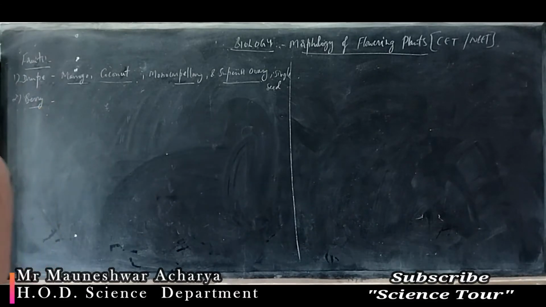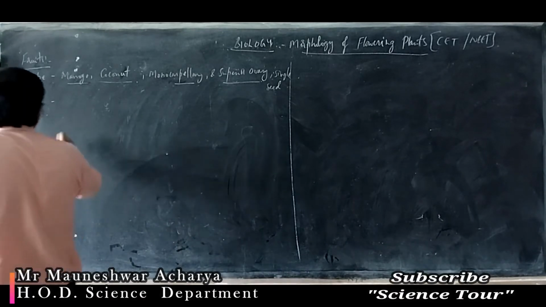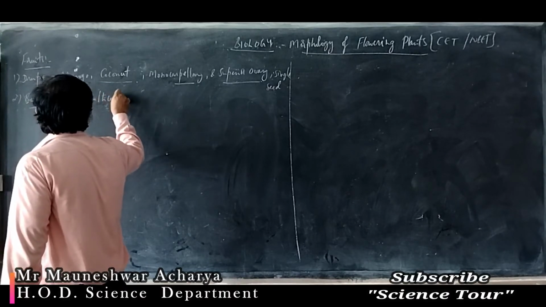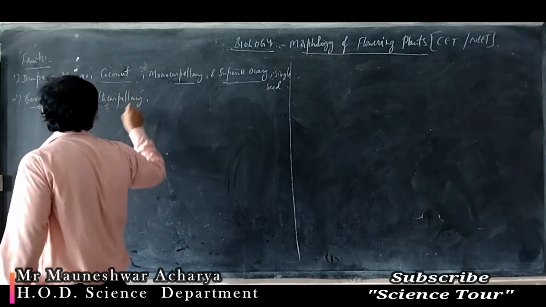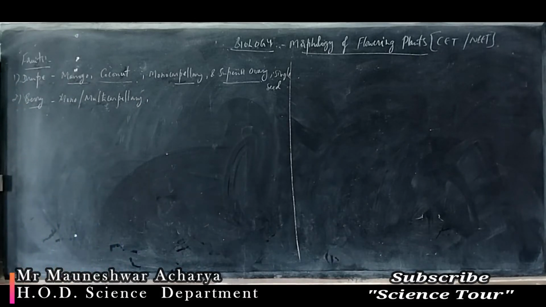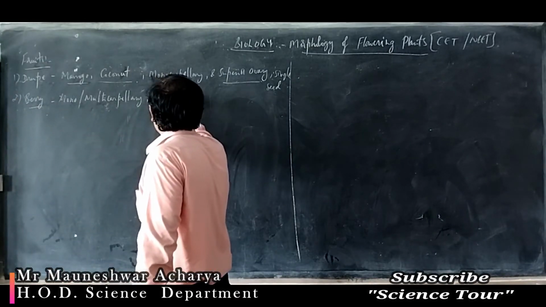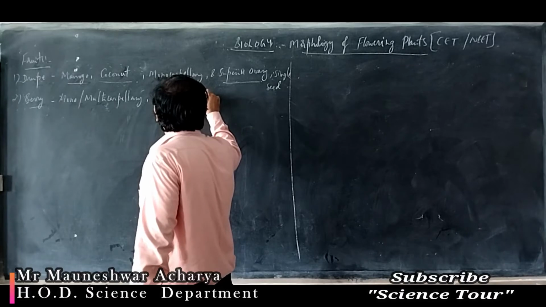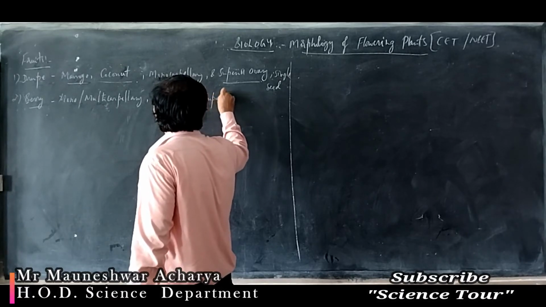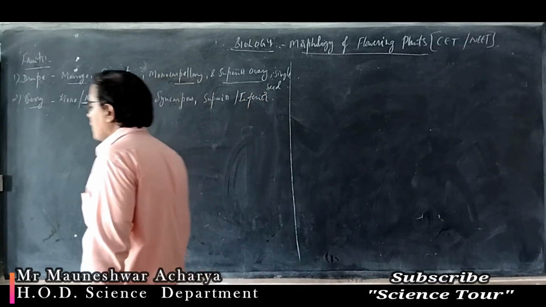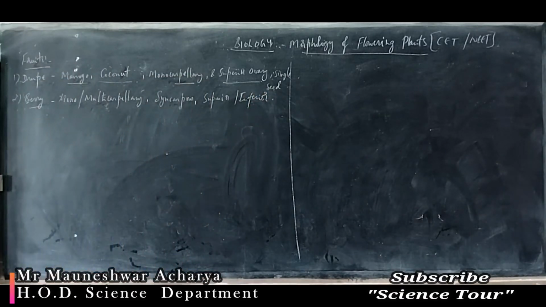So what kind of fruit is it? Berry. It is mono or multicarpellary, then syncarpous ovary, fused. Maybe superior or inferior condition. Maybe superior ovary or maybe inferior ovary.